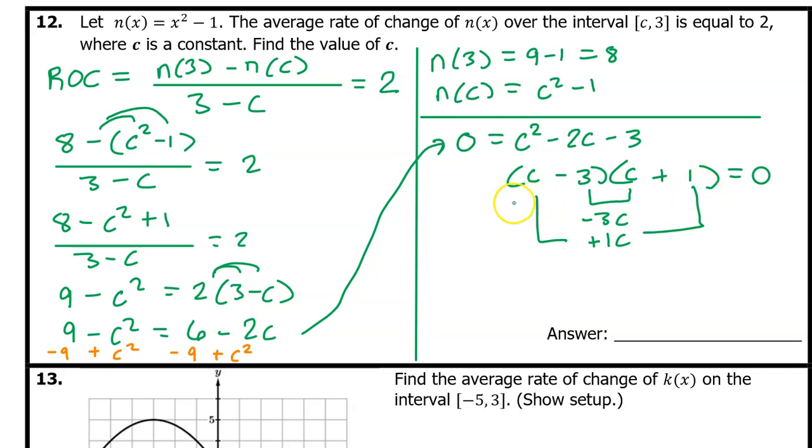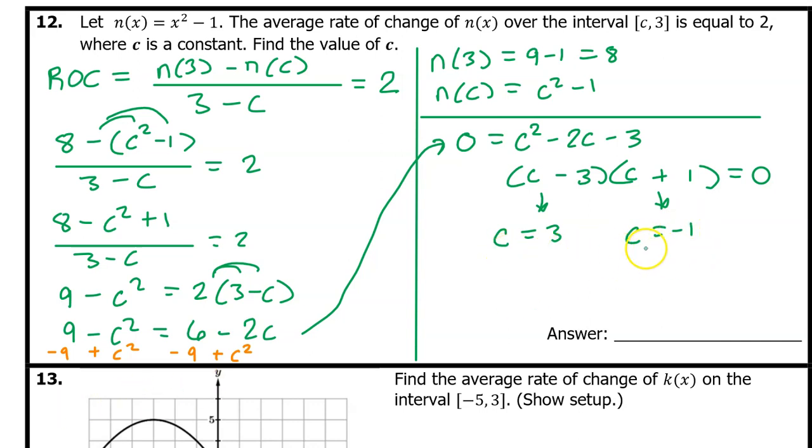So we factored it. We can finish solving using the zero product property. In other words, set each one of these factors equal to 0. Setting c minus 3 equal to 0 and solving gives us c equals 3. Setting c plus 1 equal to 0 and solving gives us c equals negative 1.